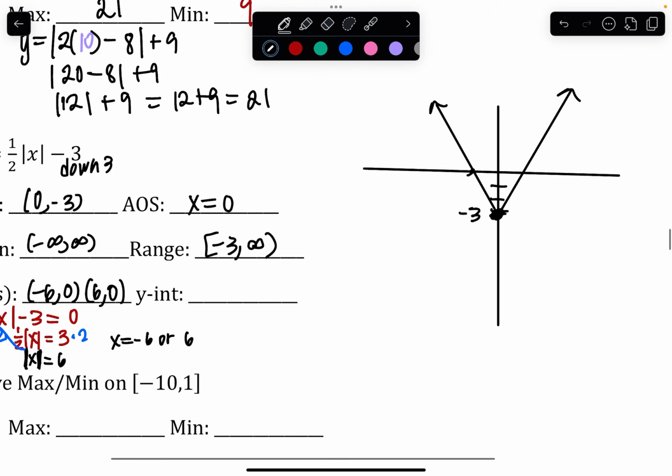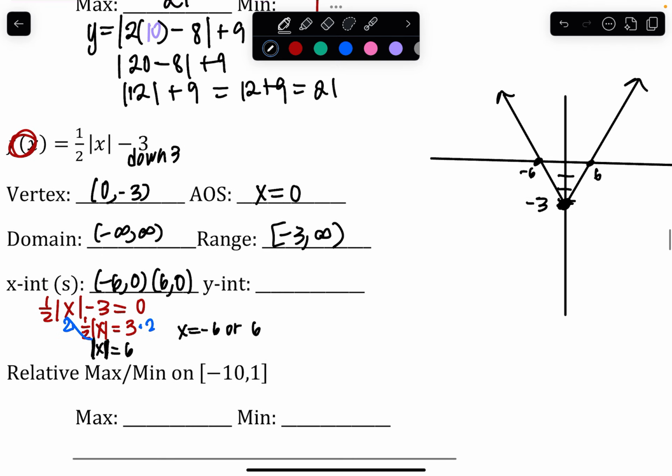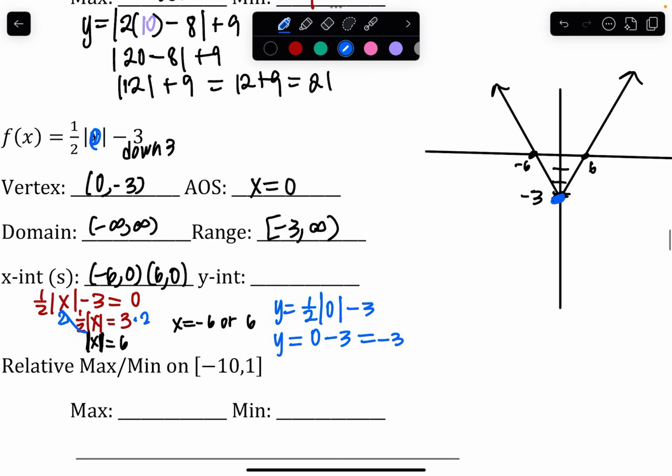And you can kind of see the symmetry of this graph. And then our y-intercept, we plug in 0 for the x and solve for the y. And so I would get 1/2 absolute value of 0 minus 3. Absolute value of 0 is 0 times 1/2 is still 0. And so -3, which makes sense. That's our vertex.